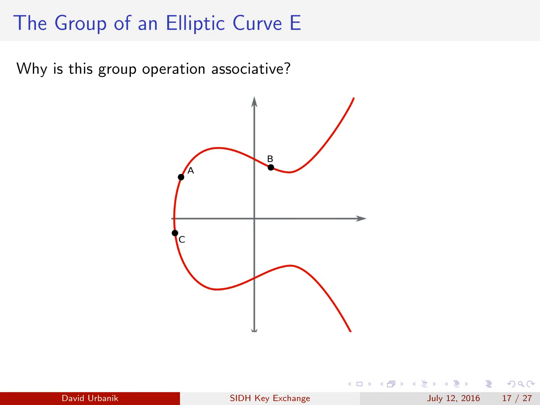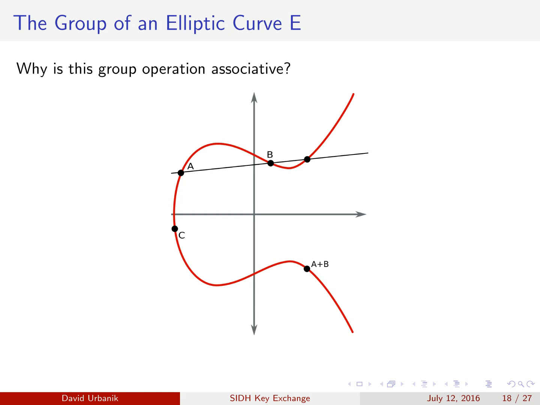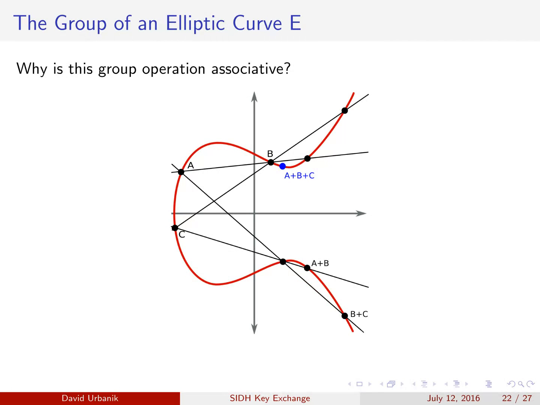So here's 3 points. Here's the line. There's A plus B. Here's another line, and we flip it over, and then there's A plus B plus C. The other way we do that is we first add B and C, so we draw that line and get a point up here, flip it down there, draw a line, and it intersects the exact same point, and we flip it back and get A plus B plus C. There are good explanations for this that involve some complicated algebraic geometry, but this just works.